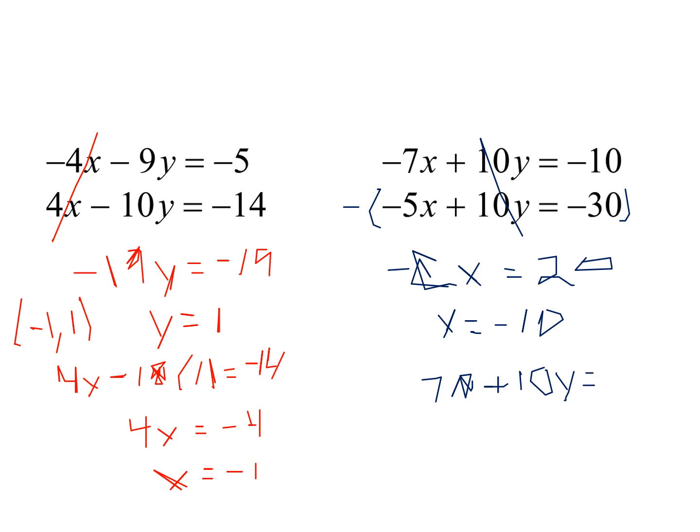And that's equal to negative 10. If I subtract the 70 on both sides, that gives me negative 80. Negative 80 divided by 10, in this case y, is equal to negative 8. So then my answer I write in parentheses, x is equal to negative 10, so I put that first. And then the other part is negative 8.